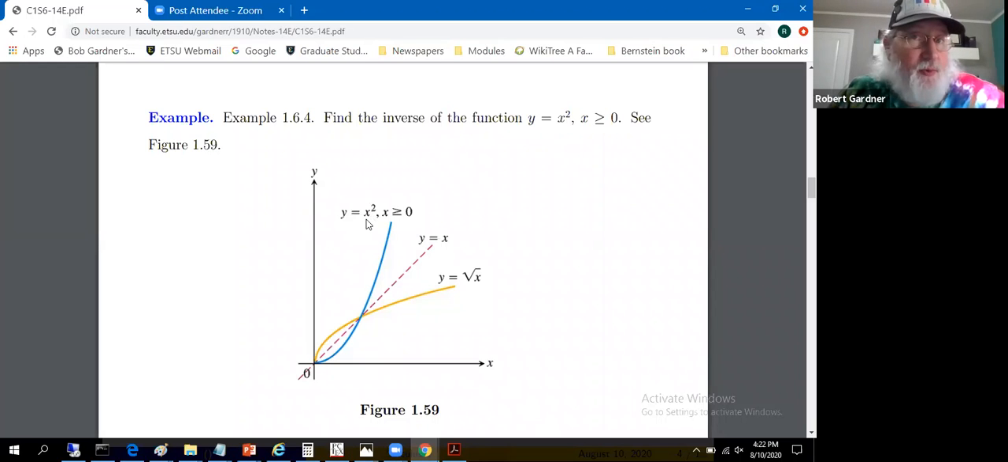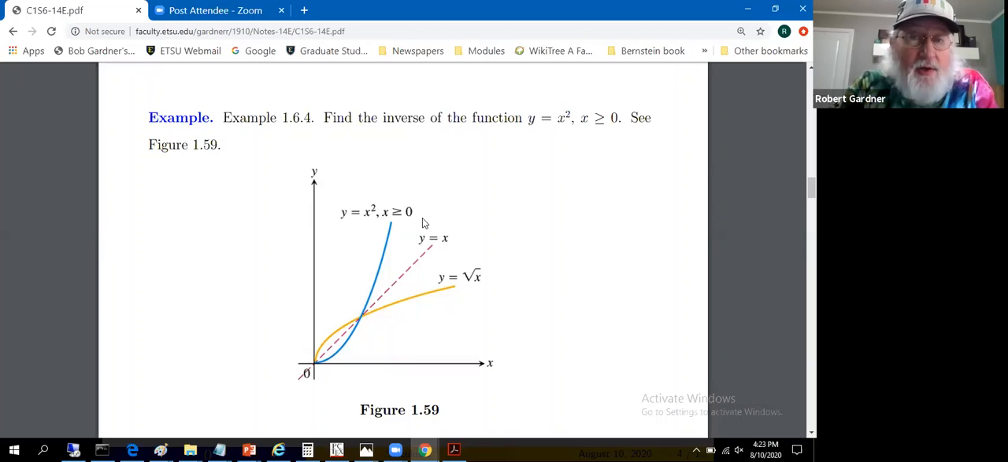So what we're going to do is restrict the domain. We're going to consider the function y equals x squared with the added condition x is greater than or equal to 0. What that is, we'll graph y equals x squared and then erase the left-hand part of it and just keep the right-hand part. So if we graph y equals x squared with the added condition that x is greater than or equal to 0, we get the right-hand half of a parabola.